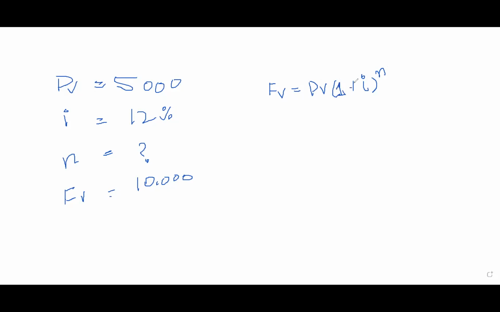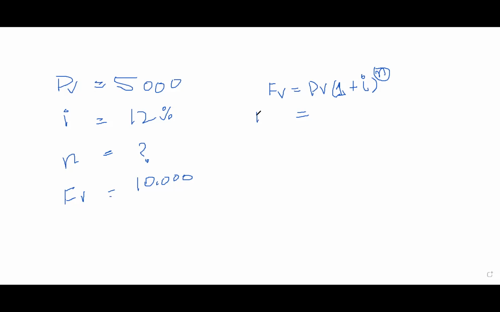Sorry, this is 1 plus i. Now what we need to measure? We need to find out this n. What is the way to find out this n? First we need to separate this factor. So we will move this PV to the left hand side.